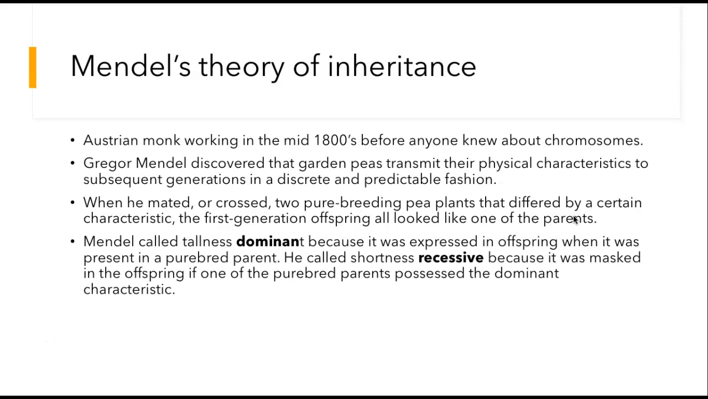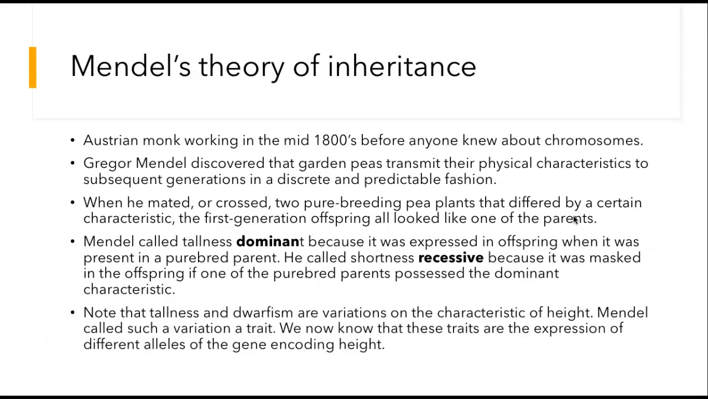And so he claimed that tallness was dominant because it was expressed in offspring when it was present in a purebred parent. He called shortness recessive because it would be masked in the offspring if one of the purebred parents possessed the dominant characteristic. So what I want you to note is that tallness and dwarfism or shortness are variations of one characteristic. They are alleles of one gene, the height gene. And he called those variations a trait. We now know that those traits are the expression of different alleles of the gene encoding height.